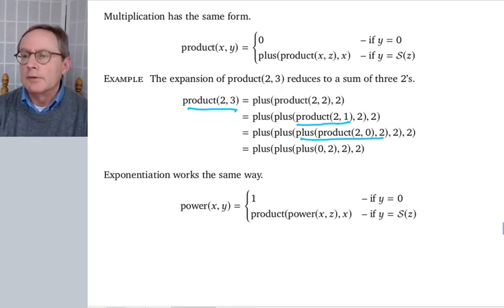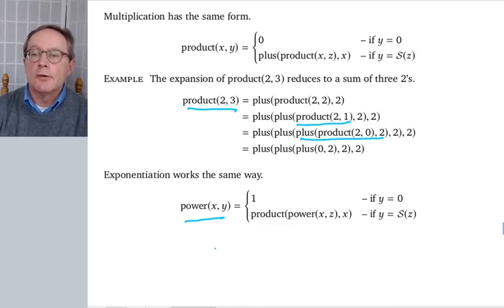Okay, so next up, we did addition, we did multiplication. We must be going to do exponentiation next. So here we are with exponentiation. The power of x and y is going to be the product of the power of x and z, comma x. In short, 7 to the 2 power is the product of 7 and 7. 7 to the 3 power is the product of 7 and 7 to the 2. 7 to the 4 is the product of 7 and 7 to the 3.